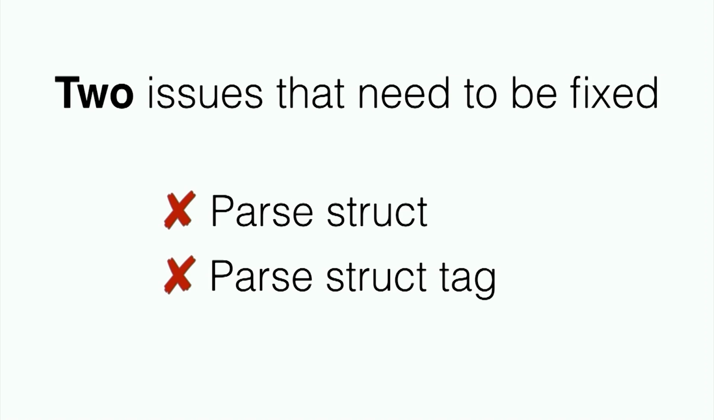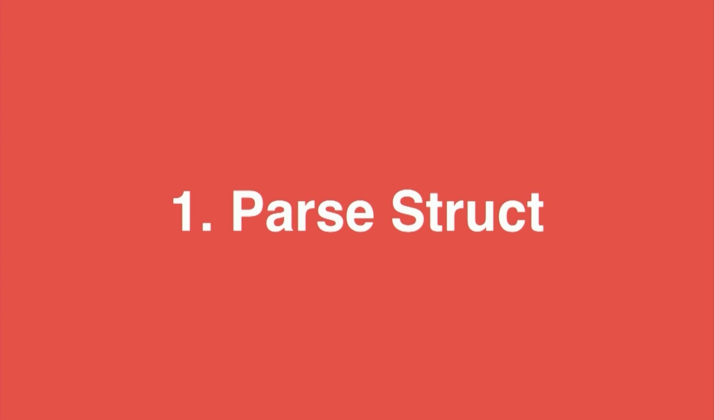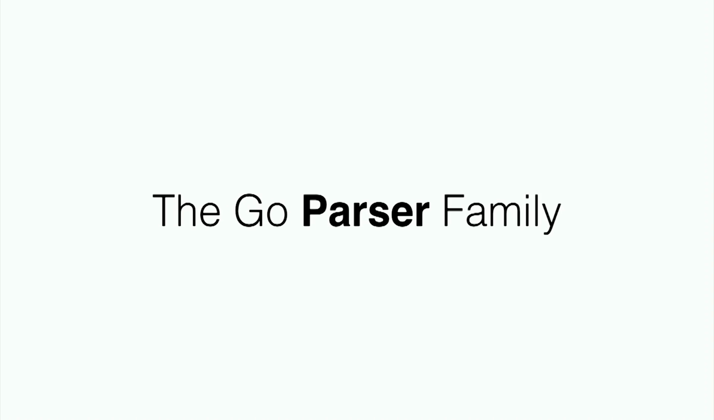And the second problem is we need to be able to correctly parse the struct tag, because if I want to add another key pair, like I already have JSON and I want to add XML, I have to parse it. Or if I want to add an option, I again need to parse the struct tag. So first, let's start by fixing the parsing of the struct. And for this, we are going to use the Go parser family.